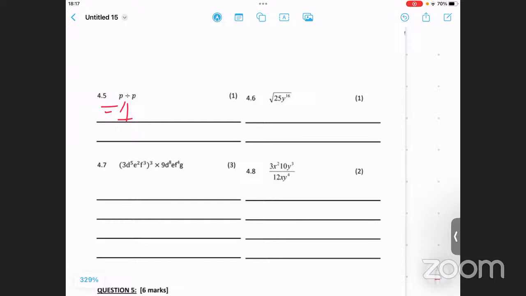Okay, cool. Let's look at 4.6. 4.6 says square root of 25 y to the power of 16. What are we going to end up having, Lihumo? What do you think we're going to end up having here? For square root of 25 y to the power of 16.